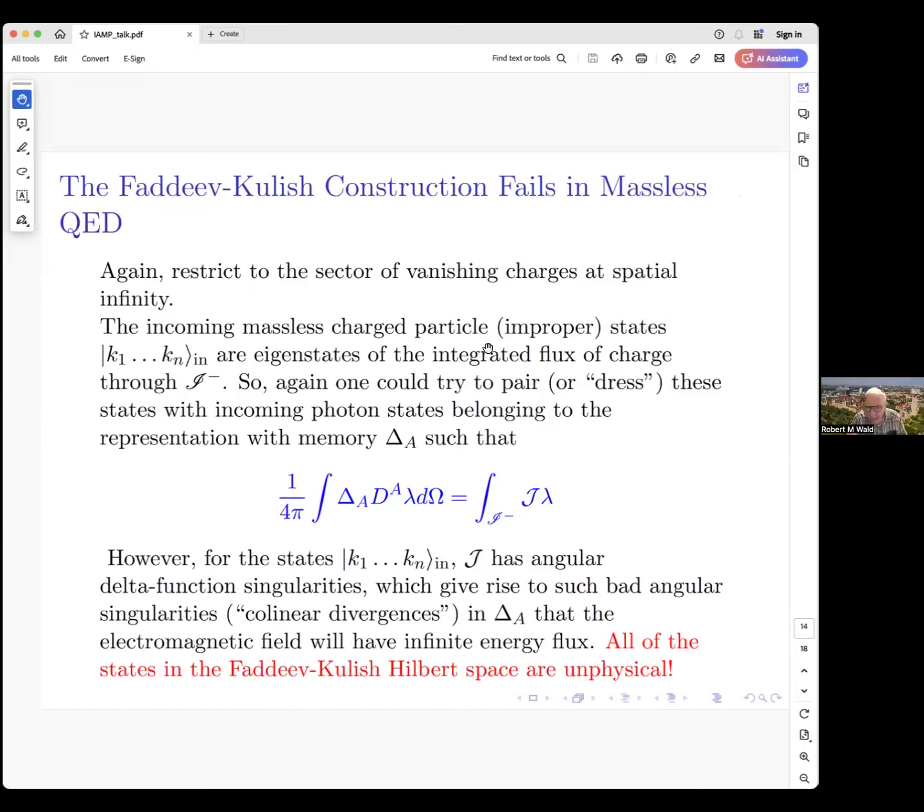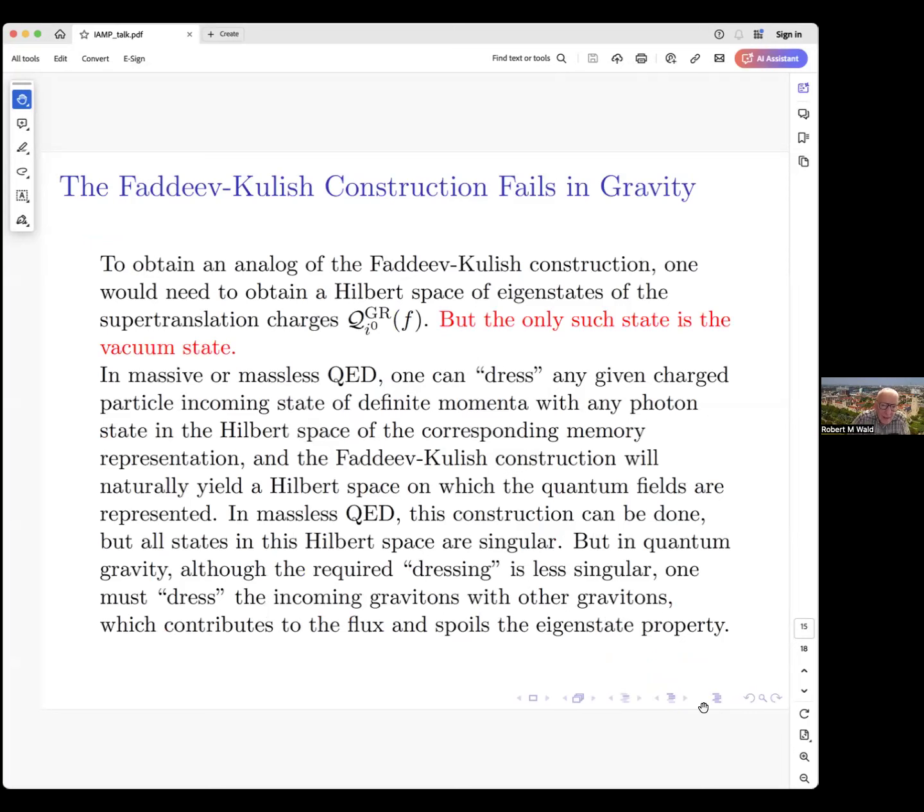Yeah, and in the massless case, one has exactly the same arbitrariness, but whatever you choose, you're going to have these collinear divergences and this problem with infinite electromagnetic flux. Okay, and now what about gravity?